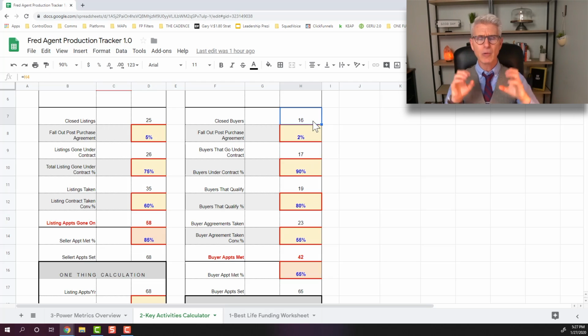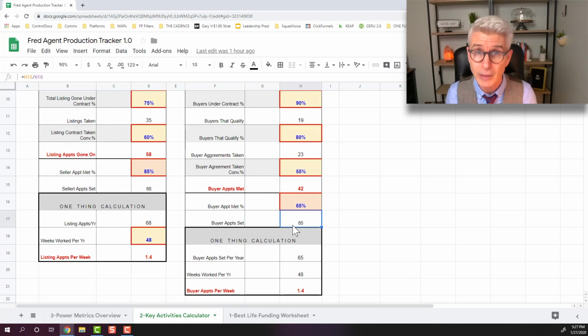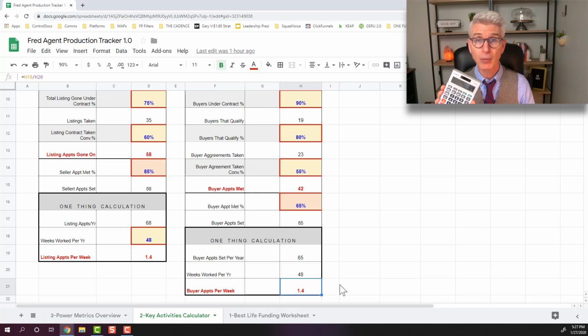Okay? Do you see how nice and precise this is? So Fred's got to set 65 appointments with buyers. If Fred, we know he's going to work 48 weeks, right? So we take 65 divided by 48, and he's got to do 1.5 buyers per week. 1.4 times 4. So basically he's setting 5 buyer appointments and 6 seller appointments a month.